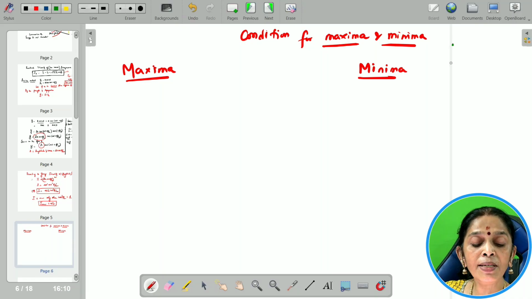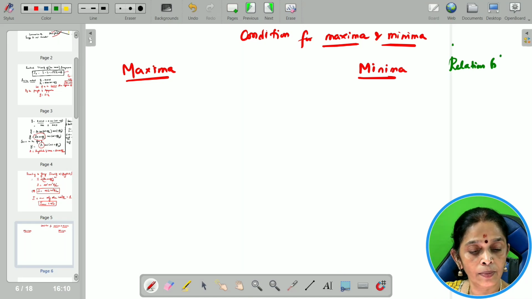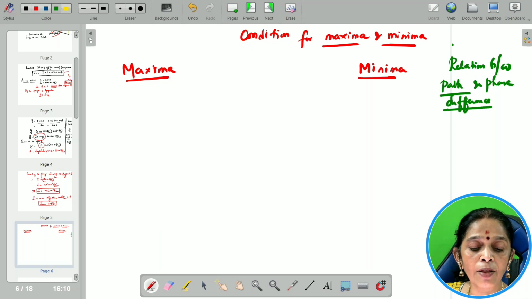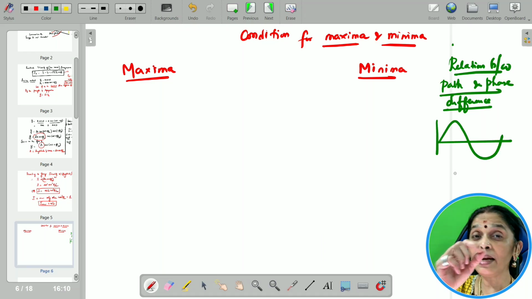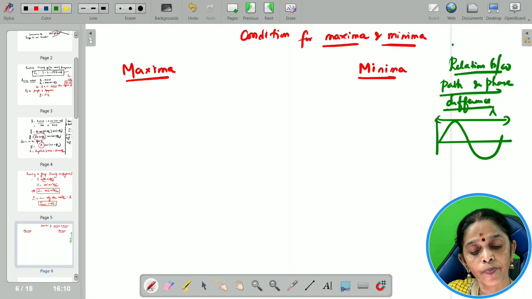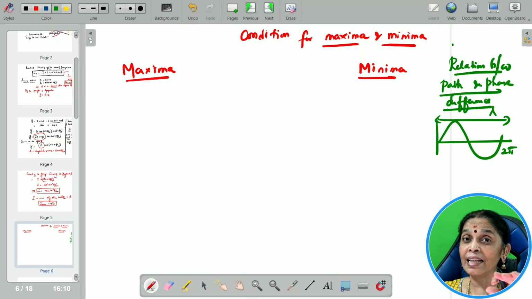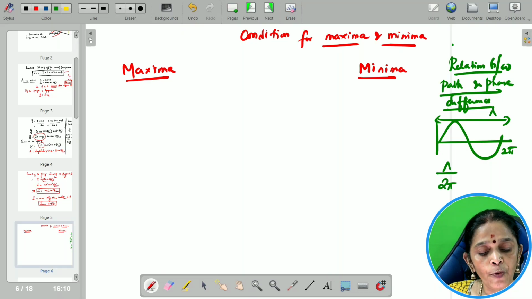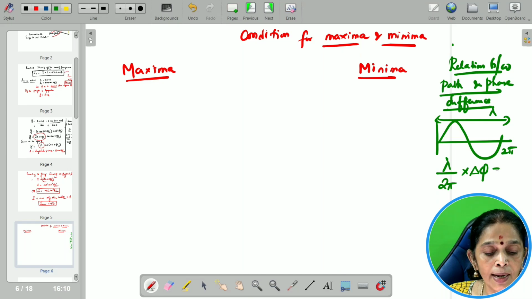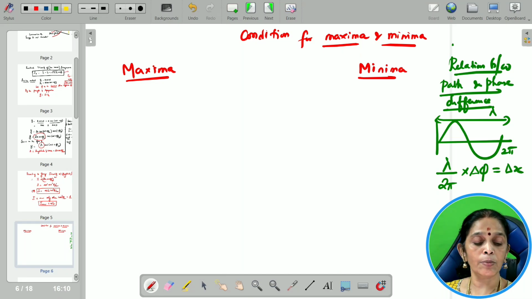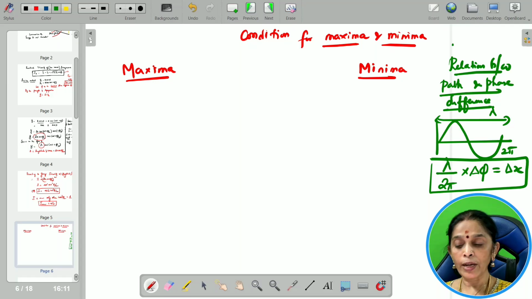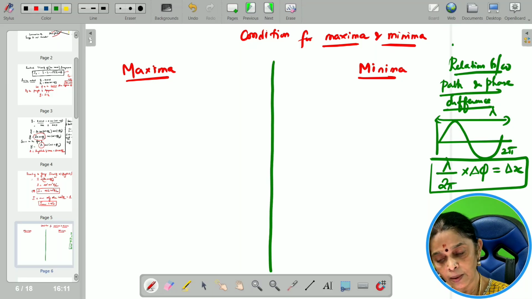Now, what is the relation between path and phase difference? How do we find out the relation between path difference and phase difference of a wave? So this is a wave. The total length of the wave is going to be lambda here, and the phase angle is 2 pi. Now for the phase angle 2 pi, the length is lambda. Therefore, for phase angle delta phi, what is the length? That is delta x. So this is the relation between path and phase difference. So recapitulate that.